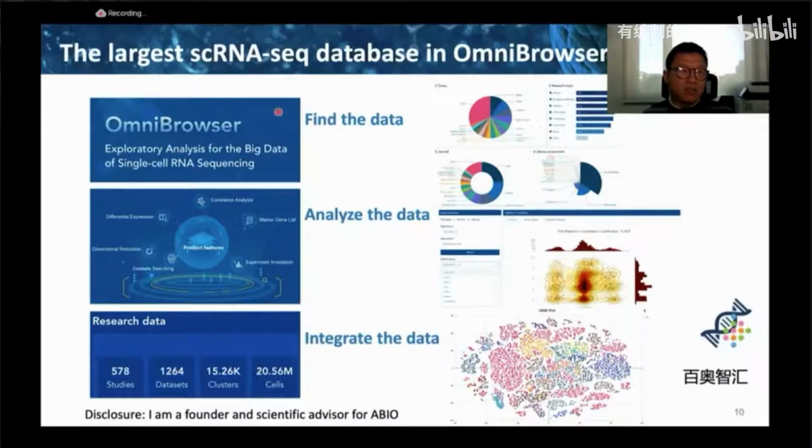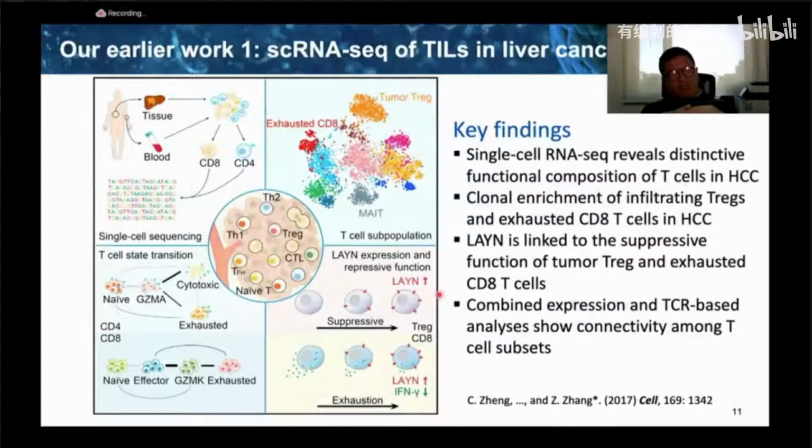So here we can think this is the largest single cell database in the world. It has over 1,000 data sets representing 20 million cells. So you can find the data, analyze the data, and integrate the data. What I really want to talk about today is to use such technology and tools to understand tumor infiltrating immune cells. So before I get into our unpublished work on pan-cancer analysis of tumor infiltrating immune cells, let me first briefly review our published work on infiltrating T cells to set out the background for our new projects.